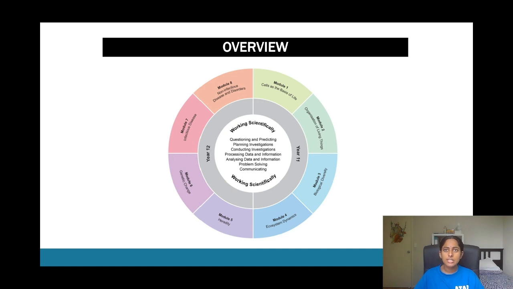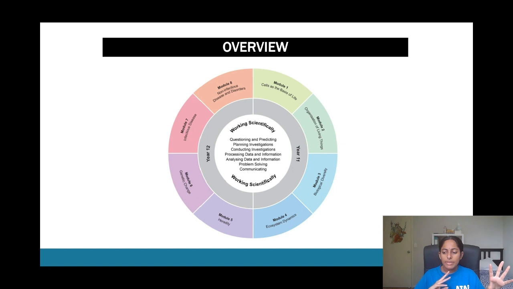We also include processing data and information, and analyzing it. That includes your method as well as your results and discussion. In your results section, you would be tabulating things, doing graphs as well as other kinds of data representation and analysis. Alongside that, in your discussion you'd be looking into areas of validity, reliability, and accuracy, which I'll talk about a bit more later on. You would also look at ways to improve your experimental method so that it's more accurate, valid or reliable when you do it the second time around.